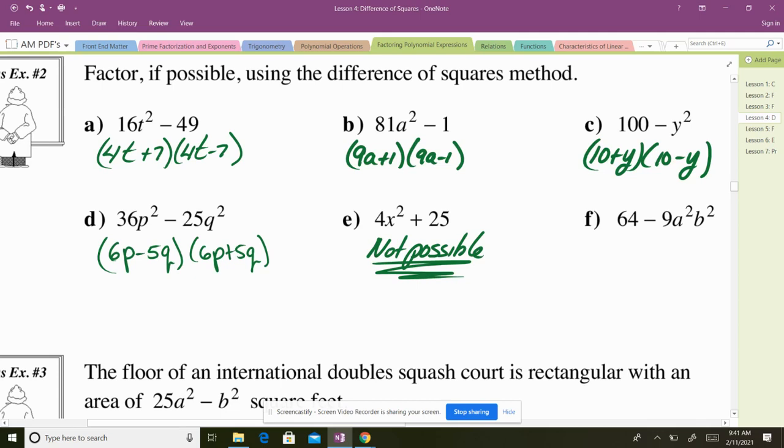All right. So it has to be a difference of squares. It has to have a subtraction sign. If it's an addition sign, it's not a difference of squares. You can factor it with greatest common factor. This one you can't. So this one you can't do anything to this one.